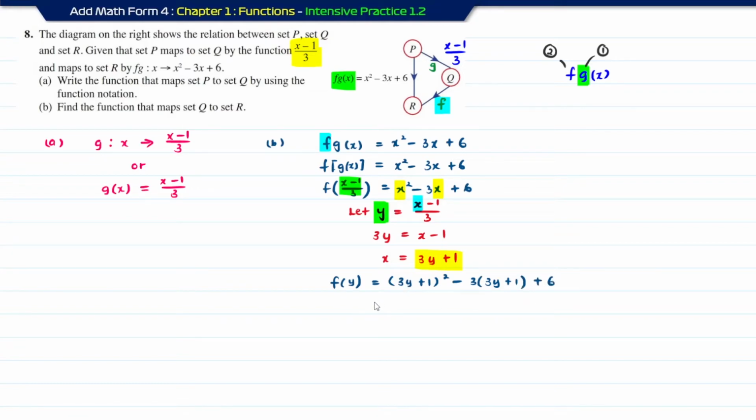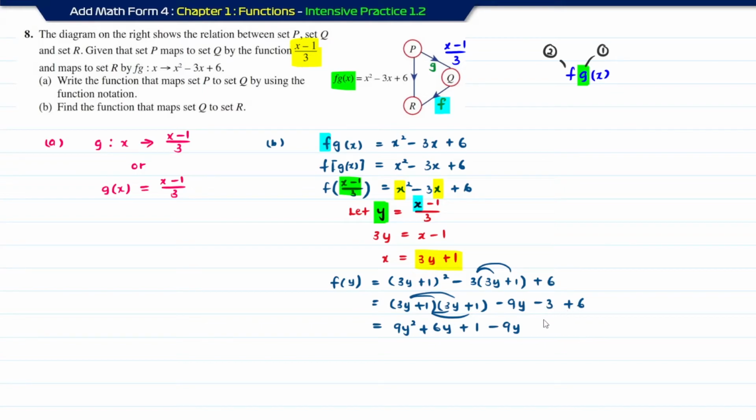So for the first part here, this (3y plus 1) bracket exists 2 times. And for this part, you can expand it straight away. So you're going to have negative 9y minus 3 plus 6. For this part, you are going to expand it as well. So you're going to have 9y squared. Combine this together, 3y plus 3y, so you're going to have 6y plus 1 minus 9y.